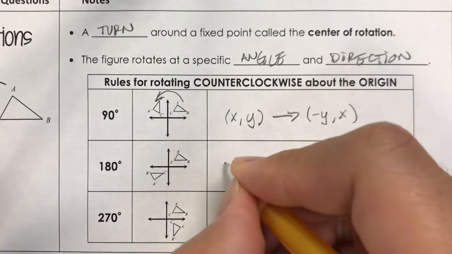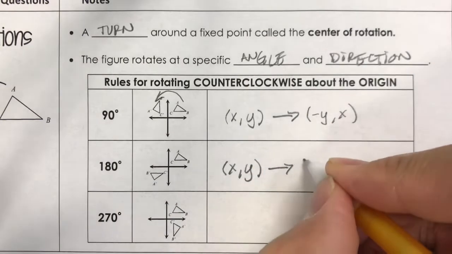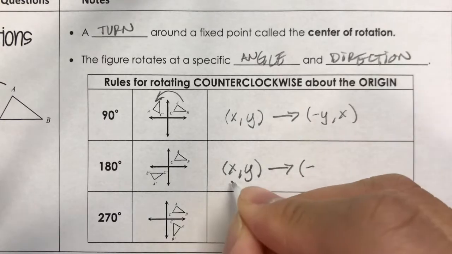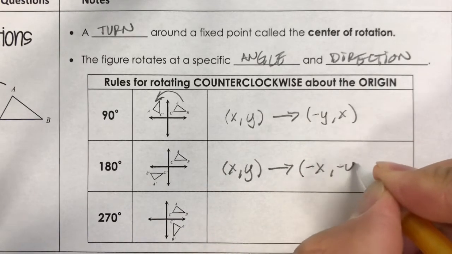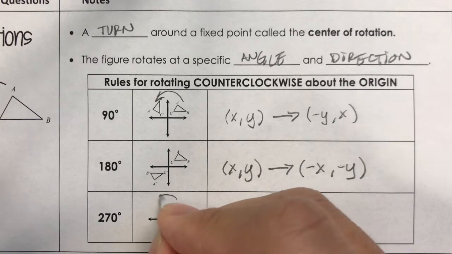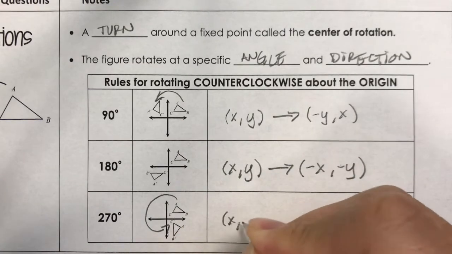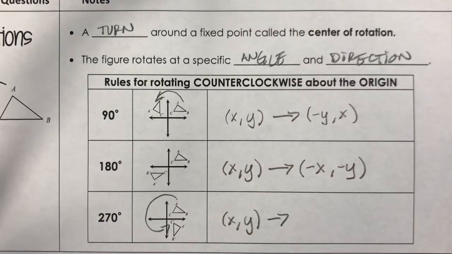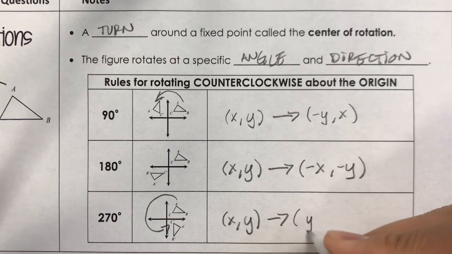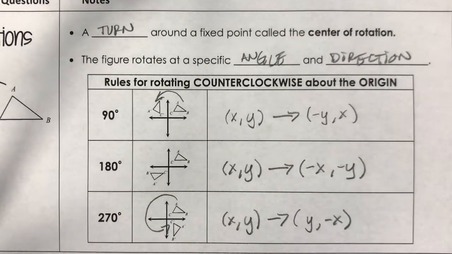If we want to do a 180 degree rotation, the rule here is that we just make the original points negative. So we get negative x and negative y. And if we want to rotate 270 degrees clockwise, again, that's in this direction. We're going to take every single point, and this time we flip-flop the x and the y, but that x value is going to become negative.